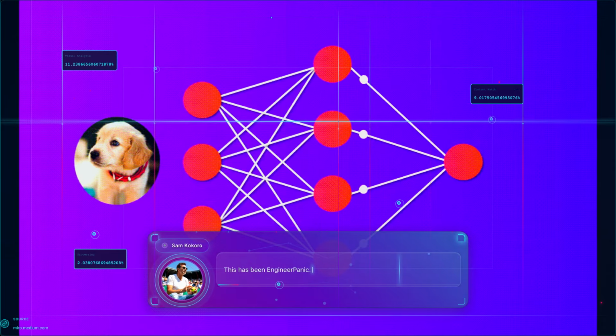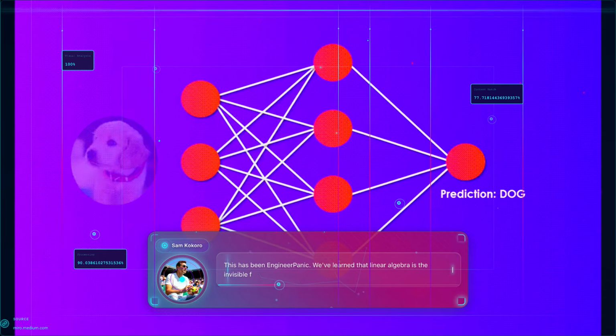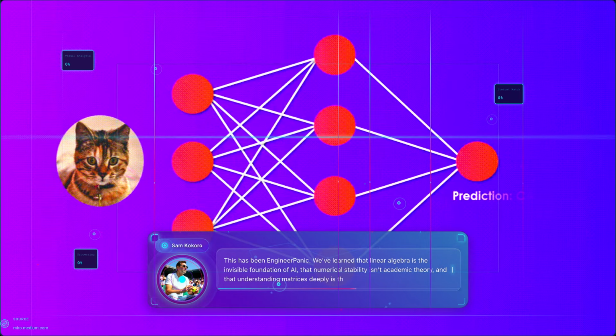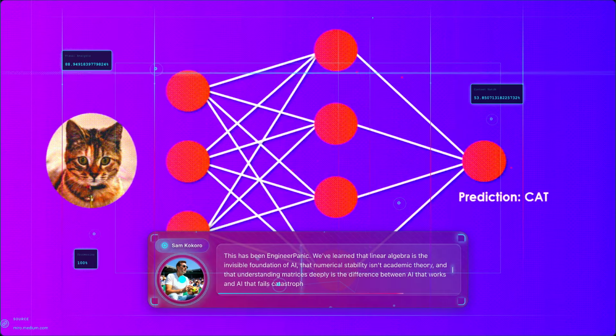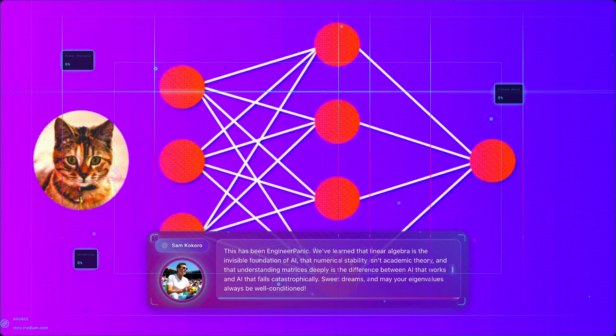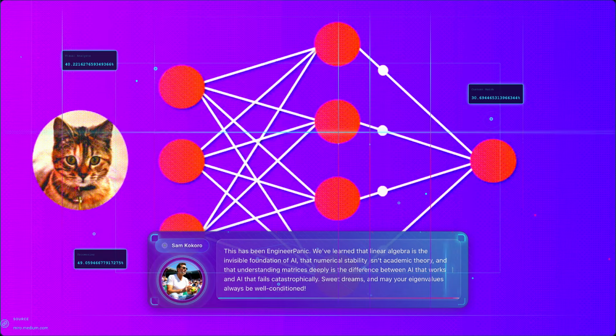This has been Engineer Panic. We've learned that linear algebra is the invisible foundation of AI, that numerical stability isn't academic theory, and that understanding matrices deeply is the difference between AI that works and AI that fails catastrophically. Sweet dreams, and may your eigenvalues always be well conditioned.